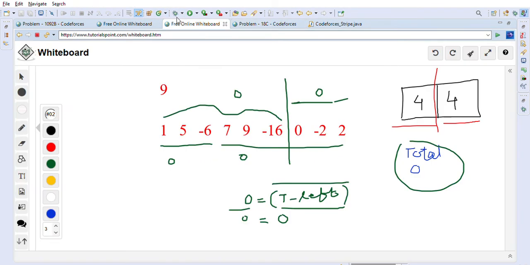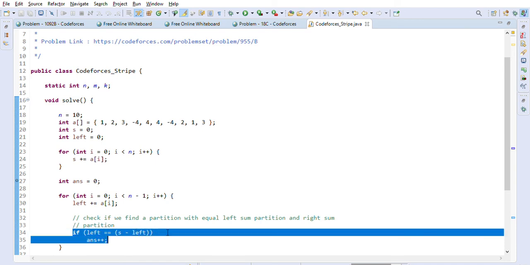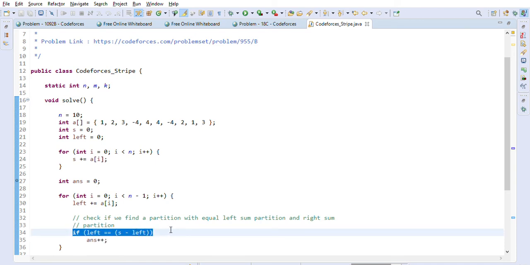We'll just summarize it quickly. So what we did in our Java solution is that we first calculated the total sum of all the array elements, and then we again went through each of the indexes and we calculated left sum and right sum, right? And we compare left and right sum using this way, and whenever they are matching, then we increment the count.